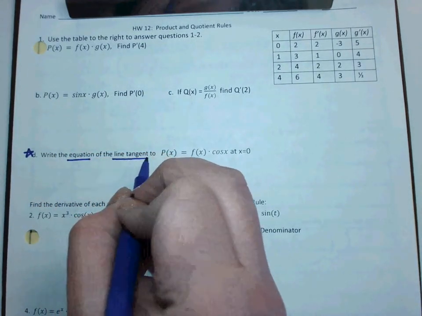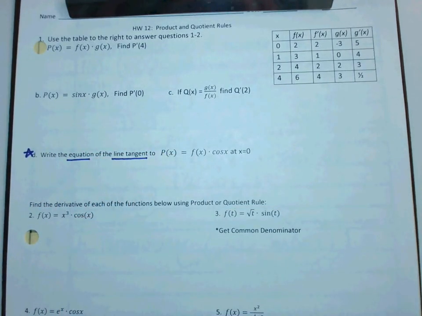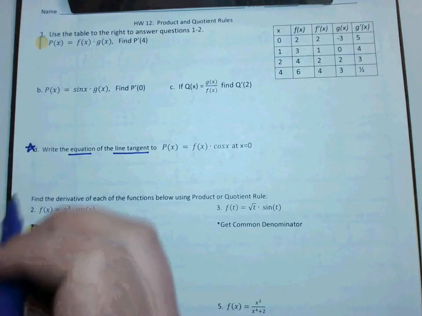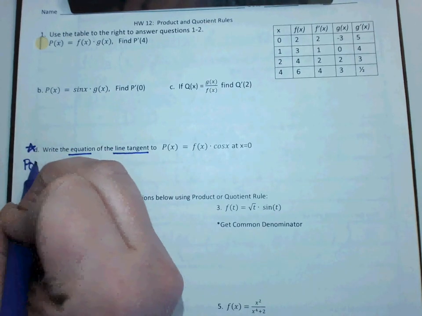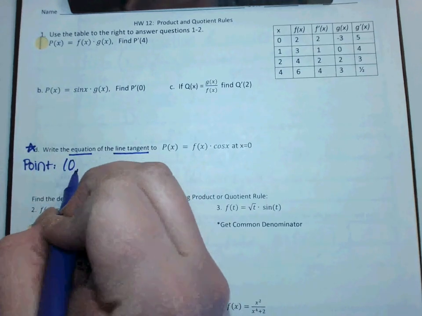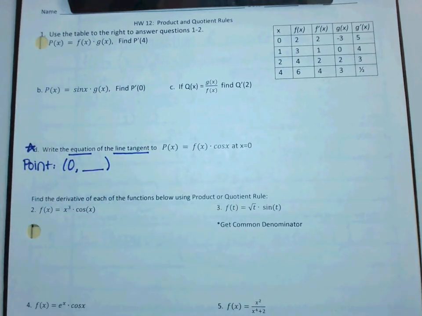Focus. Okay, homework 12 from yesterday. We're writing the equation of a tangent line to P of X. So what are the 2 ingredients we need? Okay, I'm going to do the point first. What's my X value? 0. To find the Y value, I need to plug into the original.